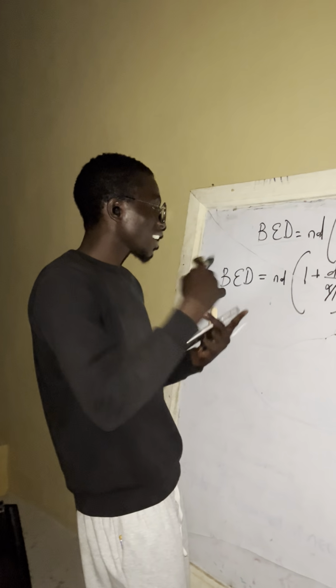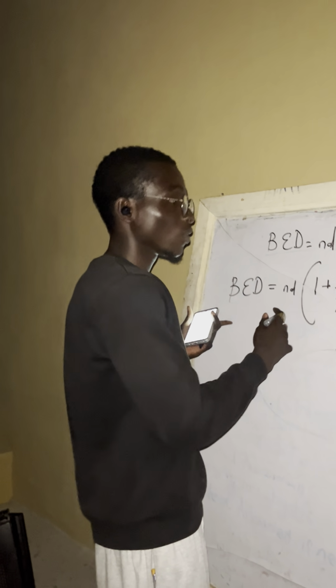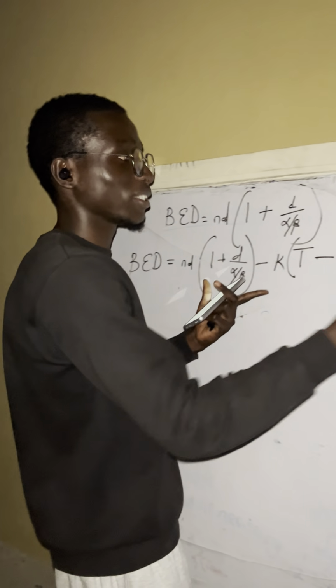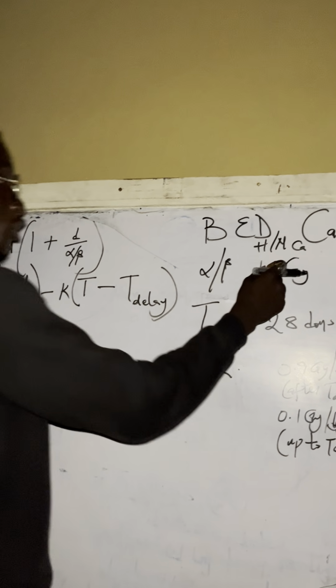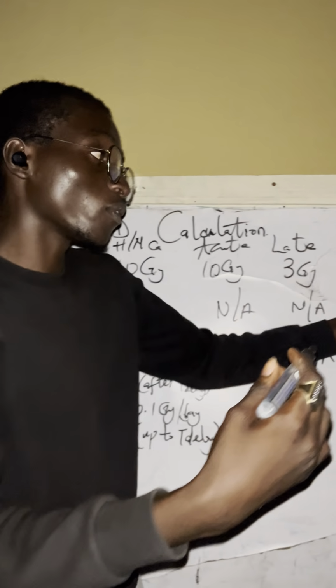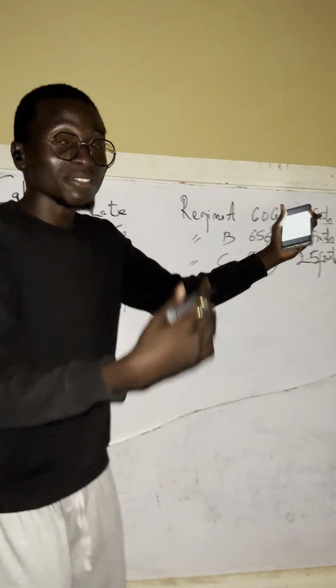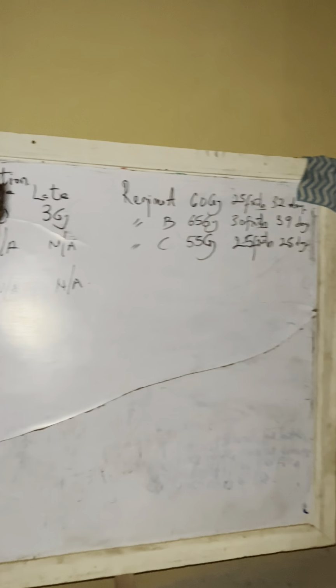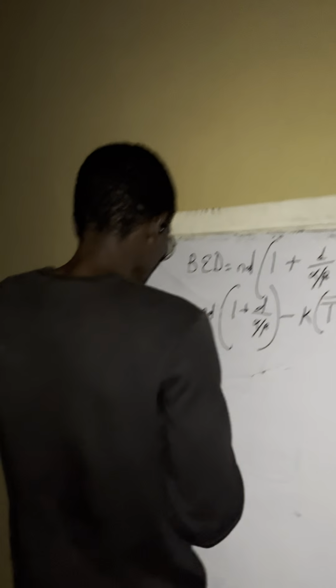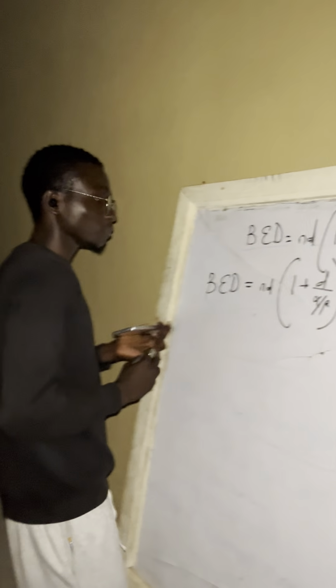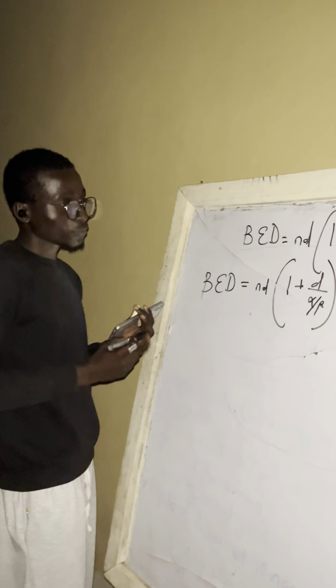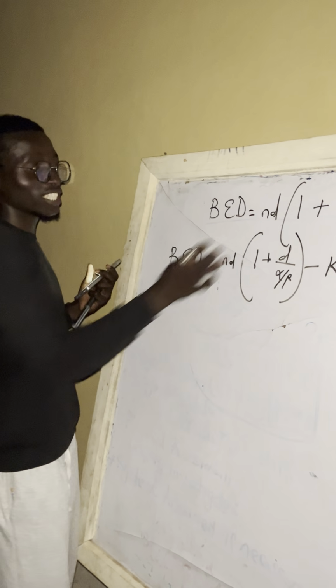For us to now calculate the BED of the tumor, all the parameters have been given. We've gotten our alpha to beta ratio, we've gotten the regime. In the regime here, we've gotten the whole radiation dose that's going to be used, and we've gotten the number of fractions as times the day. That's the time. So first thing first, we don't have this value here.